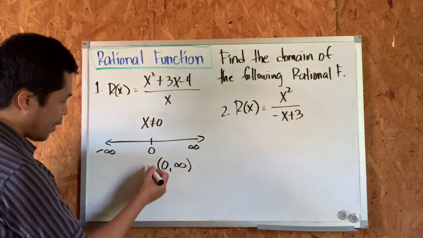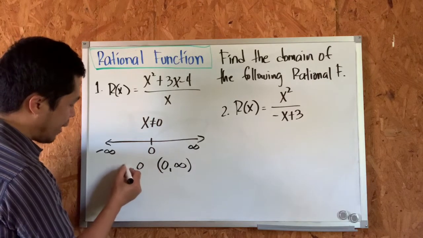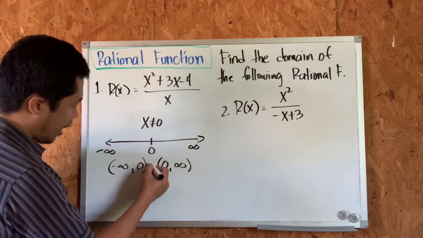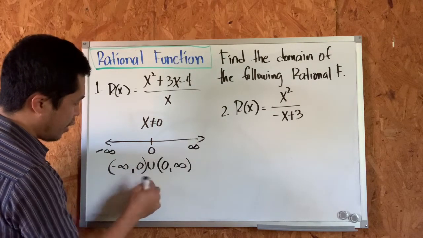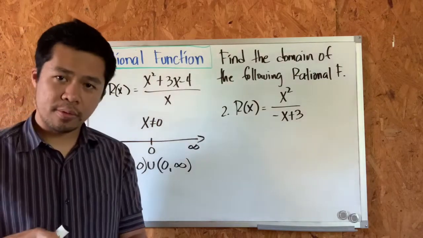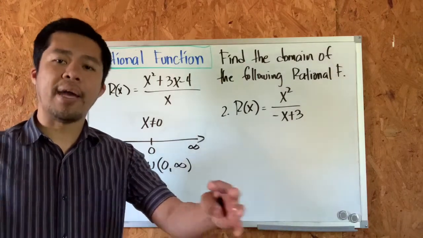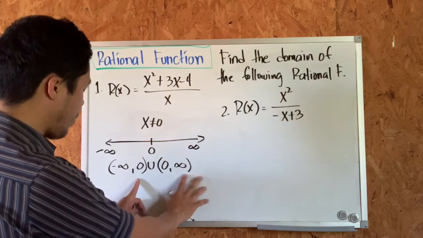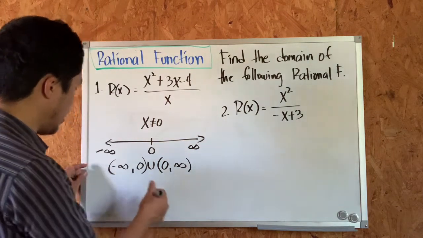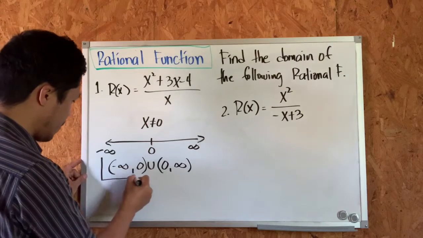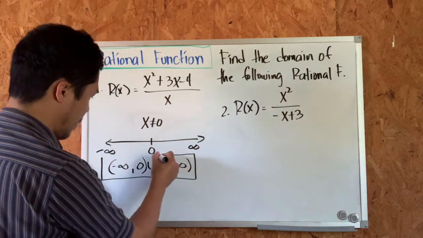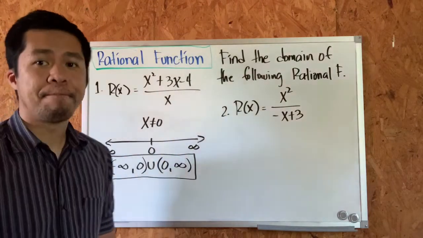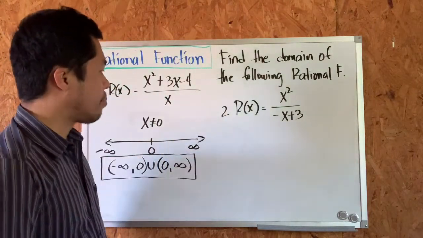And then from 0 to negative infinity. And of course, we will use this symbol here, which means the union. We will just combine all of those numbers except 0, from positive infinity to negative infinity. So this is the answer. So this is the domain. Okay? How about number 2?